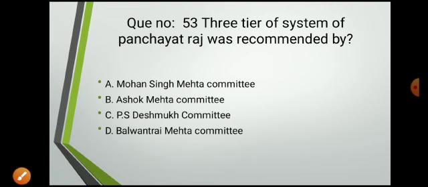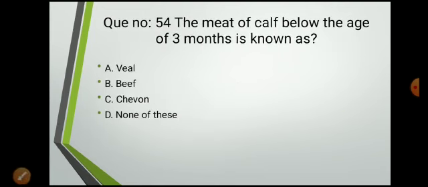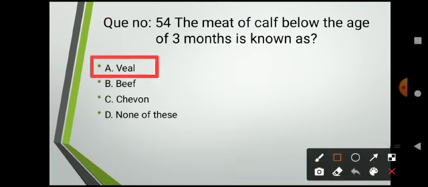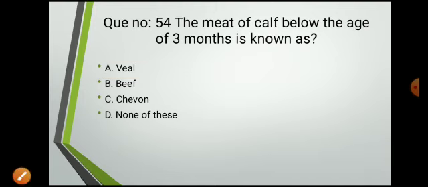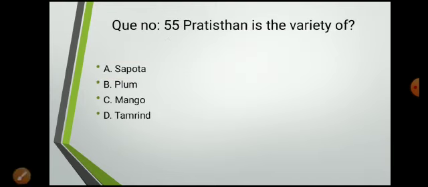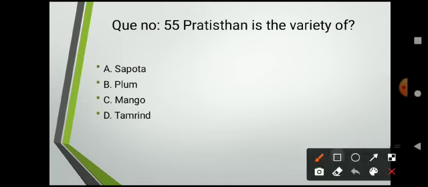Question number 54. The meat of calf below the age of 3 months is known as. The options are veal, beef, chicken, and option D is none of these. The correct option is option A, veal. It is the meat of calf below the age of 3 months. Question number 55. Pratisthan is the variety of. Options are sapota, palm, mango, and tamarind. The correct option is option D, tamarind. Pratisthan is a variety of tamarind.